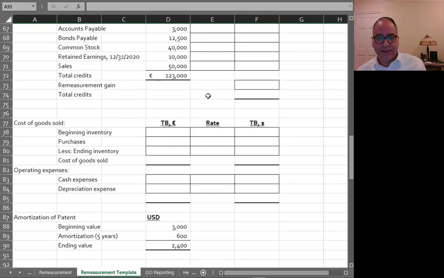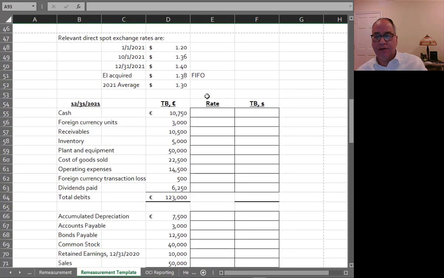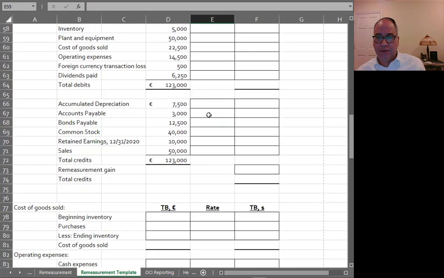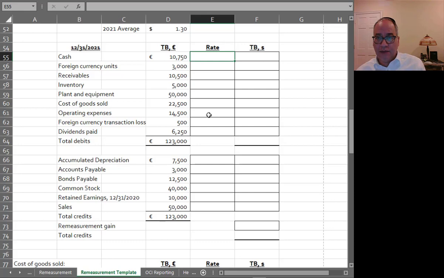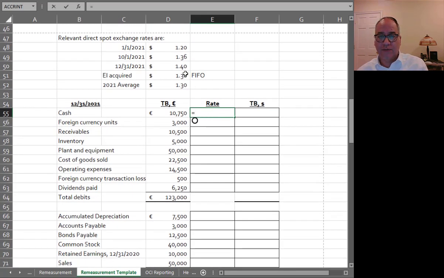I believe this is the same example that we did before. And you can see here, there's one new piece of information, and that's that ending inventory is at FIFO, and it was acquired when the exchange rate was $1.38. So when you're going to convert these financial statements over in a remeasurement, you're going to need to use the current rate on all the monetary assets and liabilities. So the current rate here is going to be $1.40.